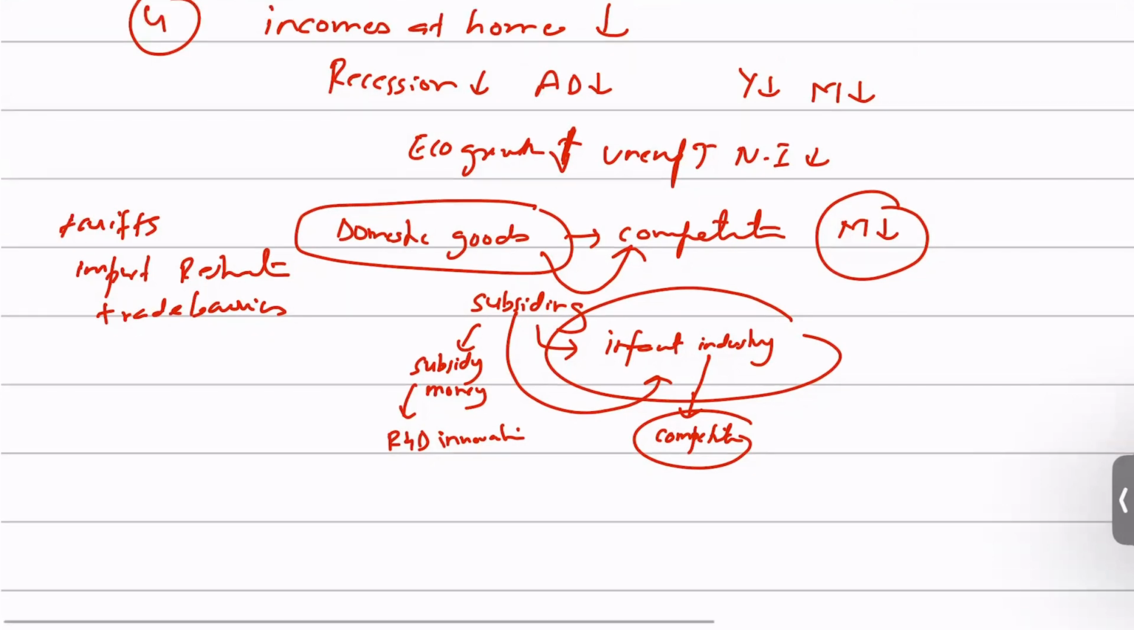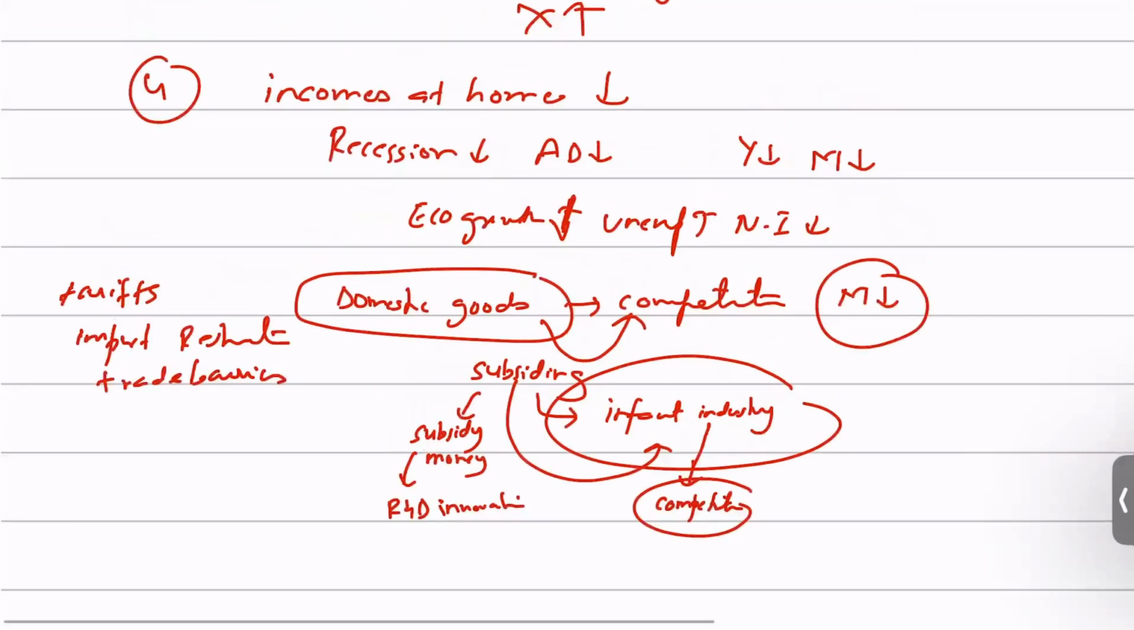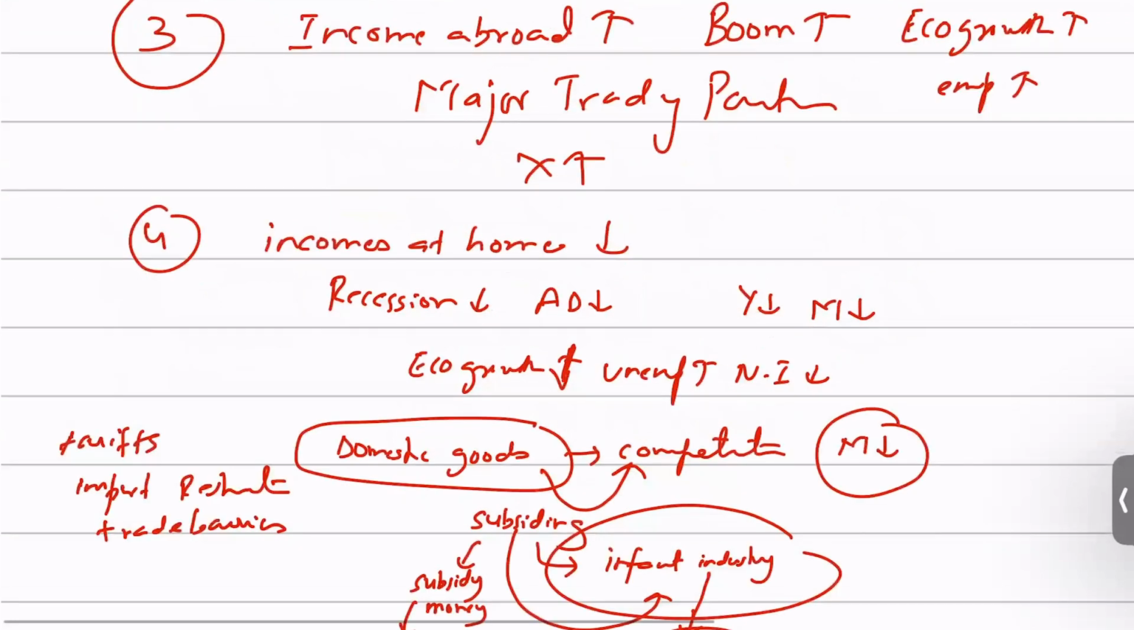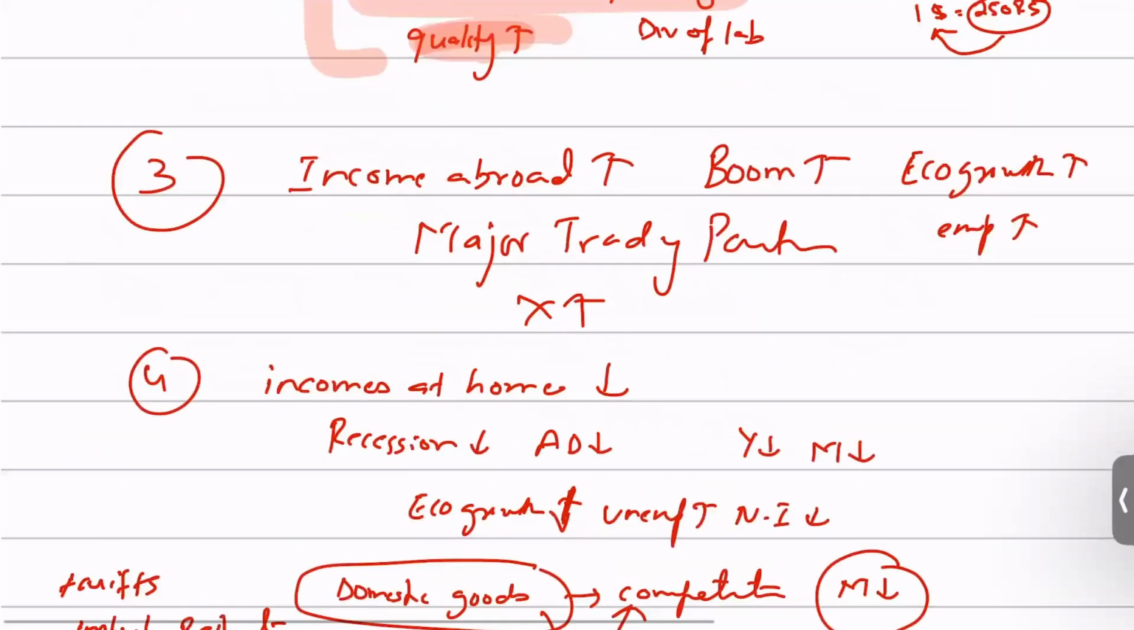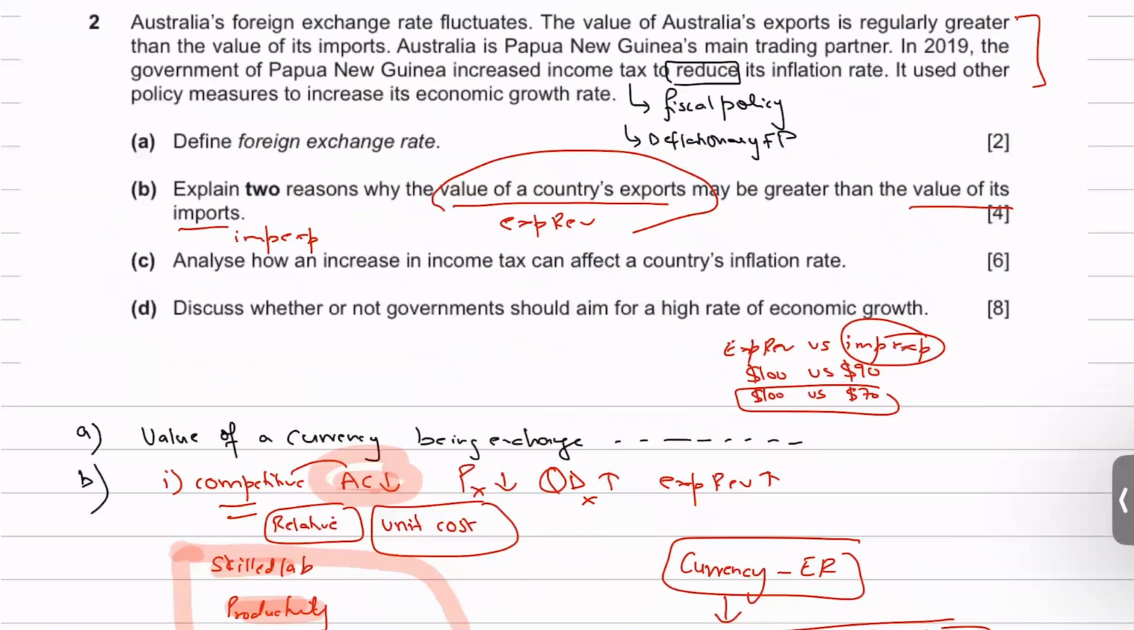You need to look at the question. The question is not only asking you about what is causing the value of a country's exports to rise. 95% of the students missed this point: they're not only talking about the exports, they're also talking about the value of its imports. They need to know why the value of your imports is going down, because they're asking, why is the value of exports more than the value of its imports?